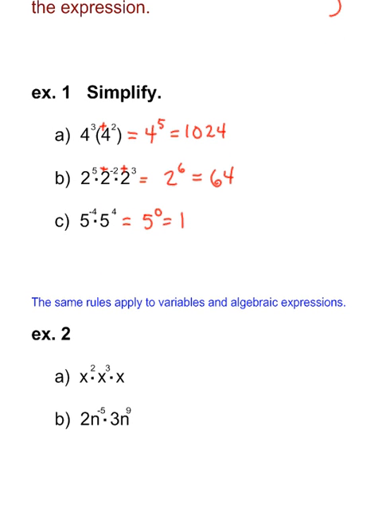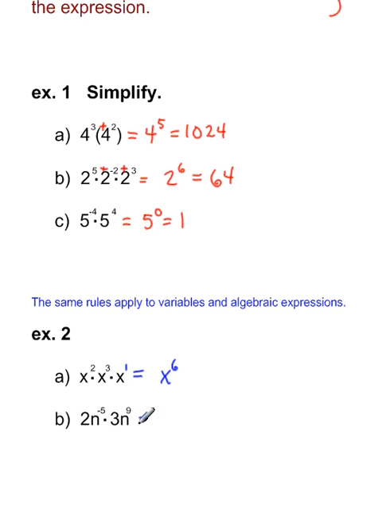The same rules that we have for example 1 apply to variables in algebraic expressions like we have in example 2. So let's take a look at A. I have x squared times x to the third times x to the first power. So if there's nothing there, we know that it's a power of 1. And just like before, since all of my bases are the same, we're able to use the shortcut rule by adding exponents. 2 plus 3 is 5. 5 plus 1 is 6. X to the 6th is as simplified as we can get it.